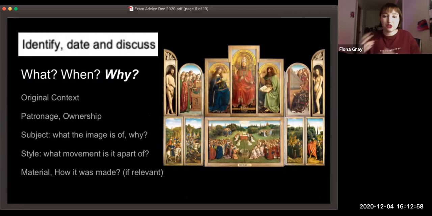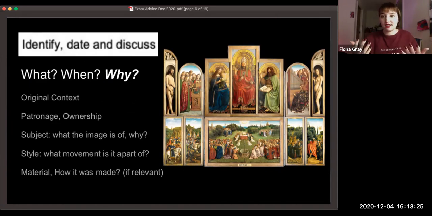You should know or be able to find the original context: who made this work, who commissioned or owned it, why it was made, what its purpose was. Was it originally in a church, or in a specific place? In pre-modern times, most artwork was not made to be artwork in galleries. It had function and purpose. So you can think about that.